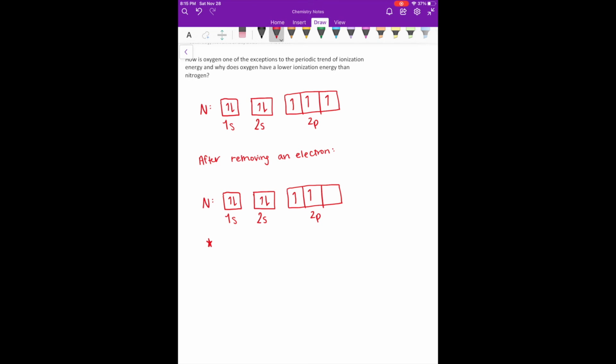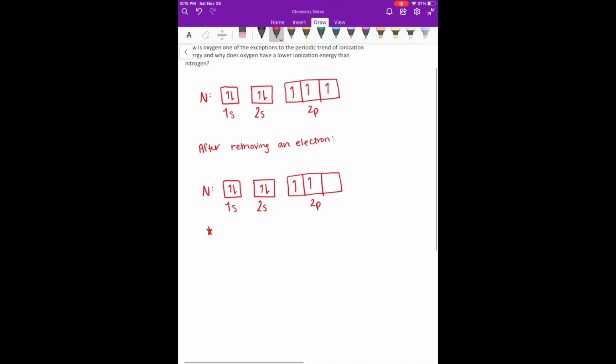After removing an electron, we notice that it has moved from its stable state, a half-filled shell, to an unstable state. So it's moving from a 2p3 to a 2p2. And then we remember, when a stable atom loses an electron to become unstable, it absorbs energy. So it would increase the amount of ionization energy that is recorded.